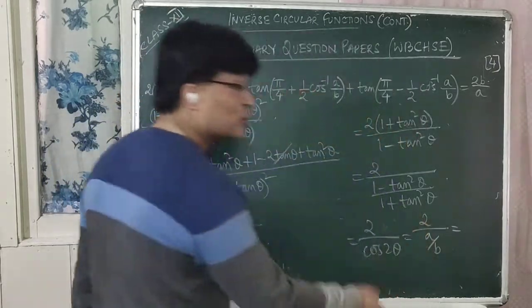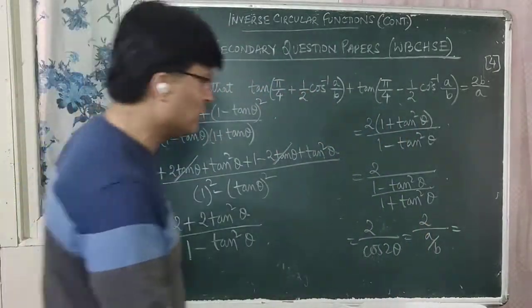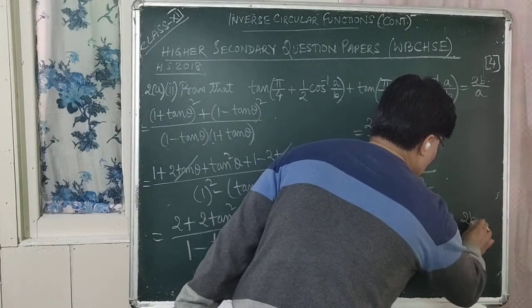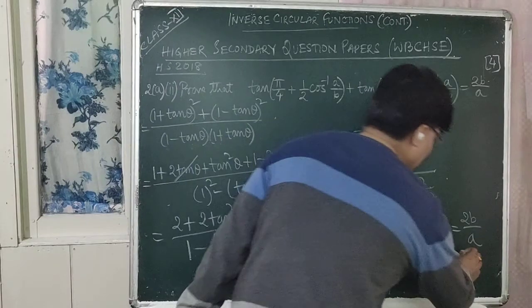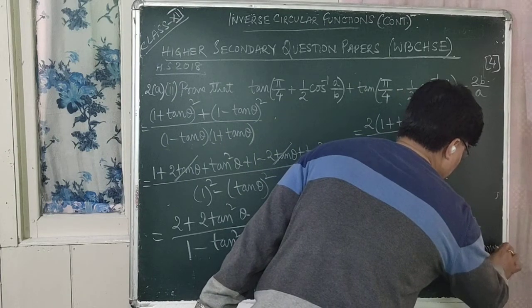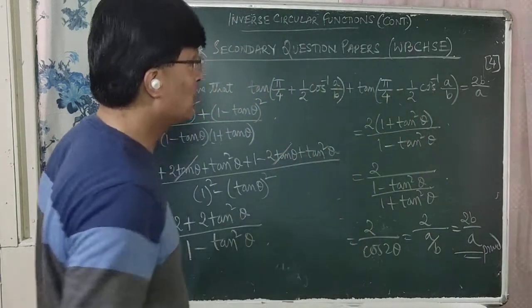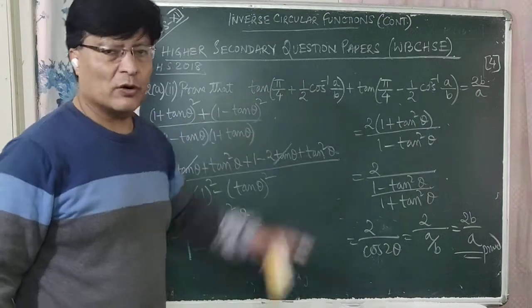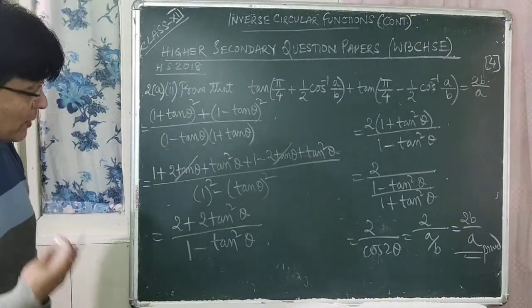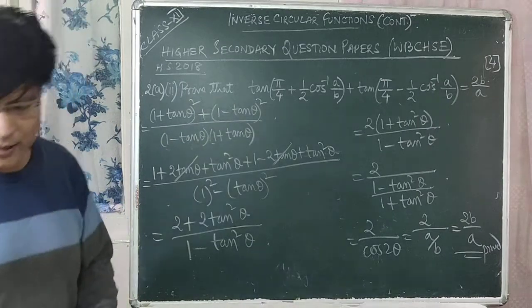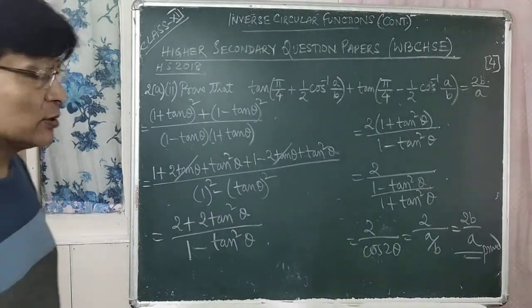So a by b, when it goes up in the numerator, becomes b by a. You know that, isn't it? So it is 2b upon a. Is that clear? So this is your answer. Proved. So we have got 2b by a, which is on the right hand side. So this is also a very important question. You can practice it at home. So you can copy it now. Let's do the next question. Okay.